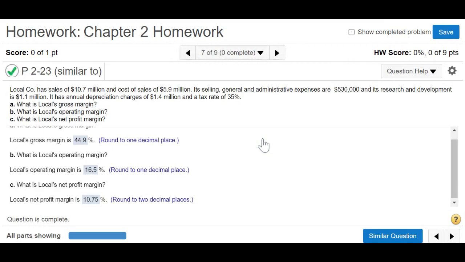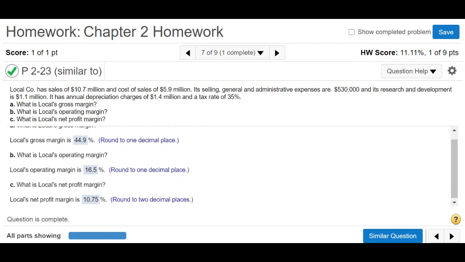Good job. Okay, let's go over this one more time. Does everybody remember what I just did? I'm going to let you guys do it. I said 10.7 for the first part. Listen, please. 10.7 minus 5.9 divided by 10.7. That's for the gross margin, right?